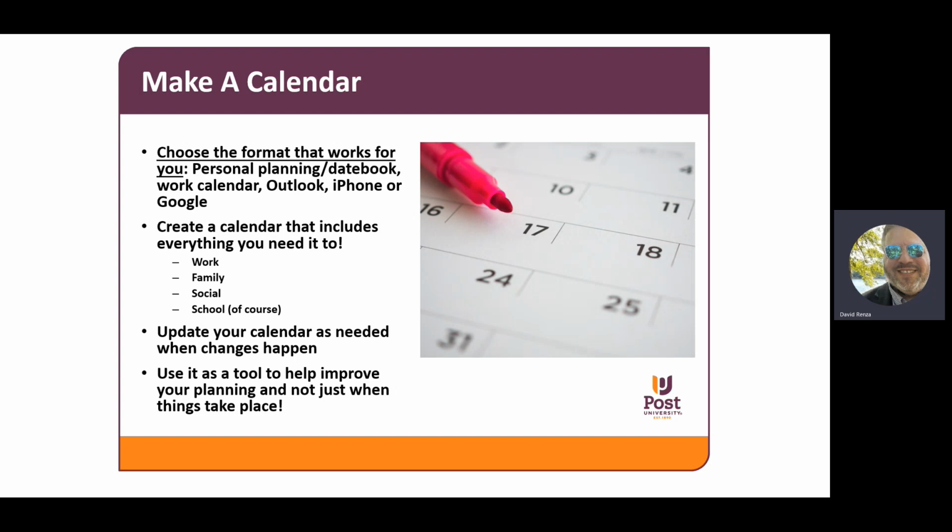The important thing to remember to start off is to choose the format for a calendar that works for you. You can obviously use something like a personal planning book or date book. Some of you prefer something like that you can carry with you. Some of you like to use wall calendars or calendars on your desk. That's perfectly fine. You also have calendars that you use at work. For example, you may have a special program there that you use to plan things. You can use that and add your schoolwork to it.